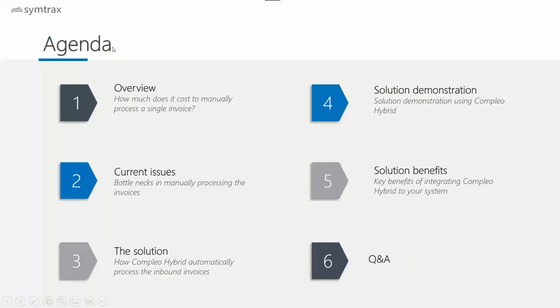So coming to the agenda, I will start with an overview where I will explain what's the cost involved to manually process a single invoice. The key idea is to highlight the importance of automation and why you should automate your inbound invoicing process. Then I will move on to the current issues, basically the bottlenecks in manually processing invoices. And then I will move on to the solution, where I will explain how Compleo Hybrid, that is our solution offering, can automatically process your inbound invoices.